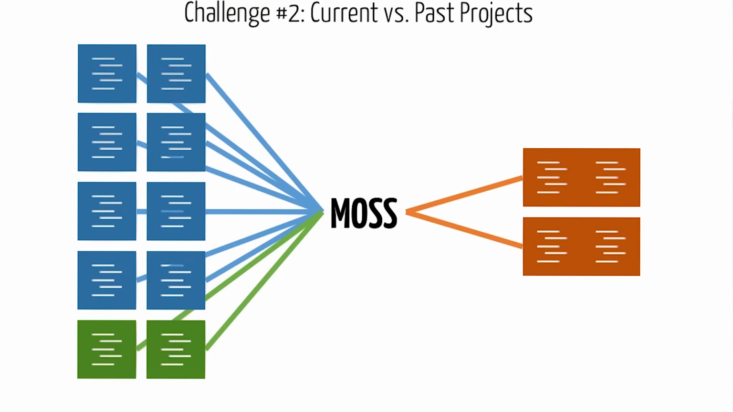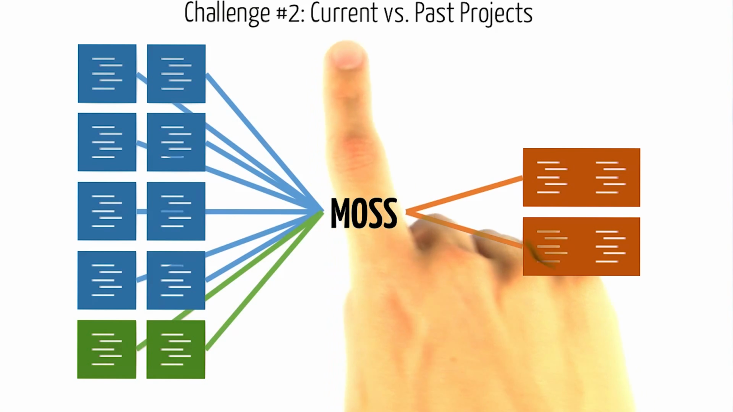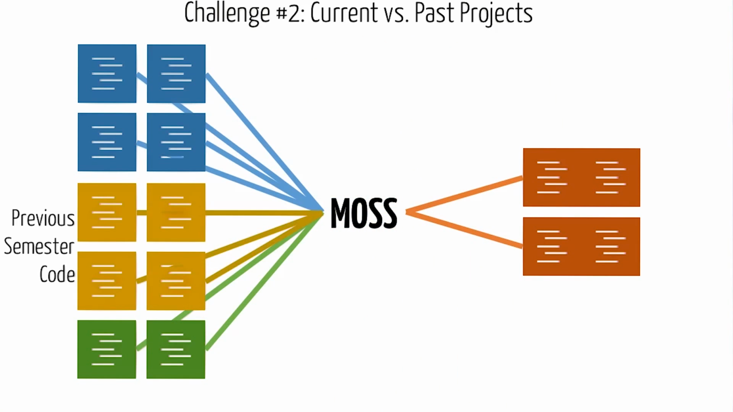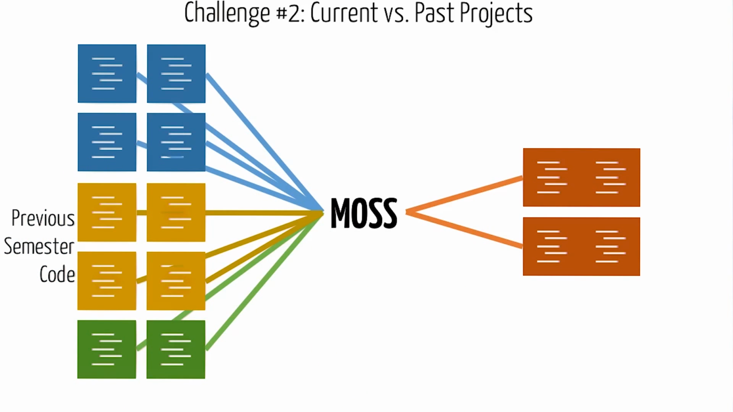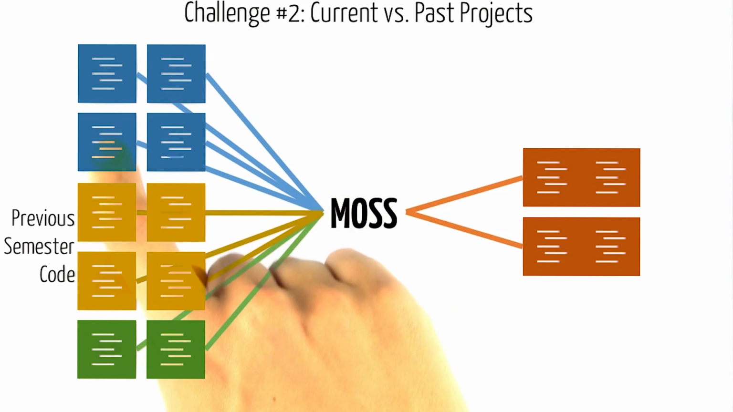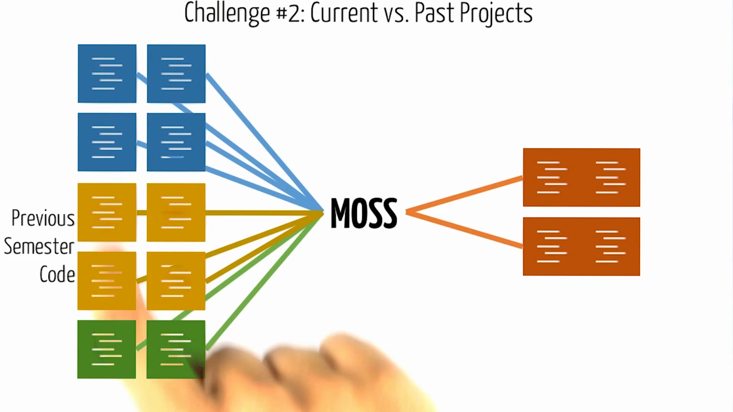Second, when we're working in this environment, we want to differentiate current projects and past projects. We want to test current students' code against previous semesters' code to see if anyone got access to an older project, but we don't really care at that point about testing within previous semester code, because we would have taken care of that during the previous semester. But MOSS doesn't have a way of filtering like that. It compares every file to every other file in the upload.